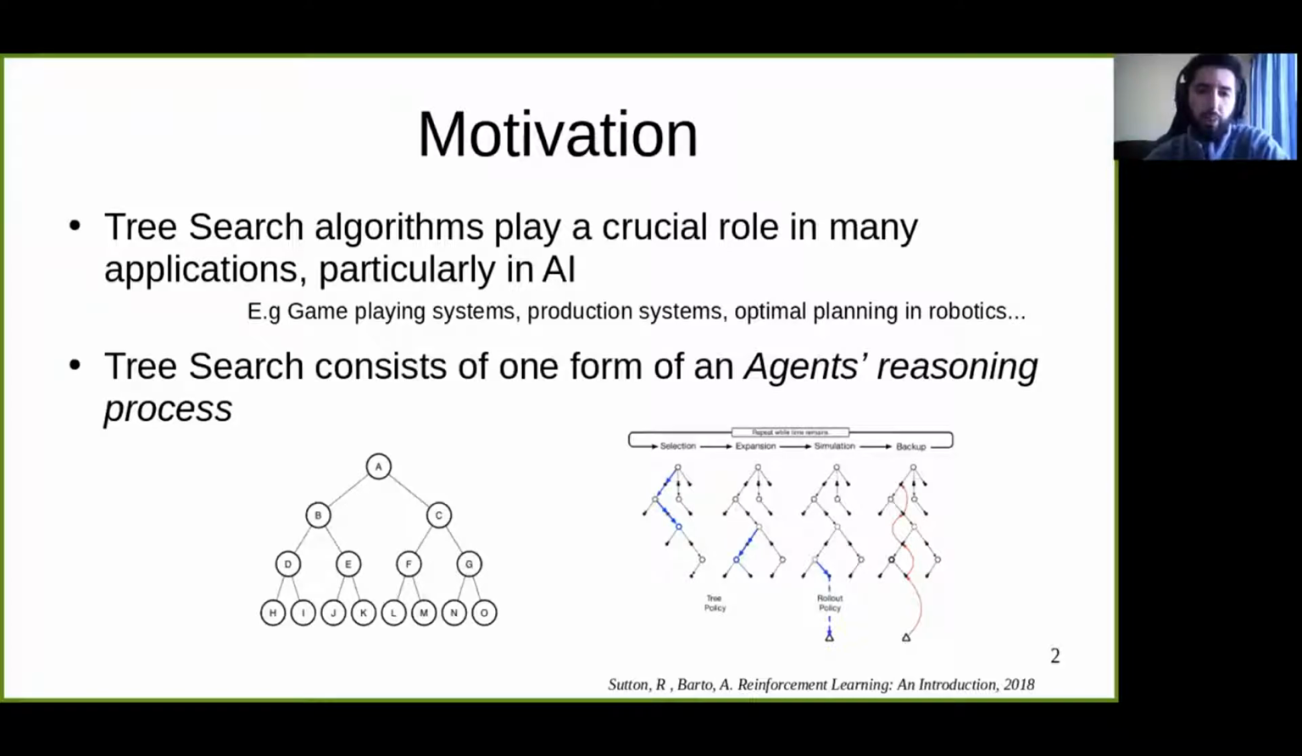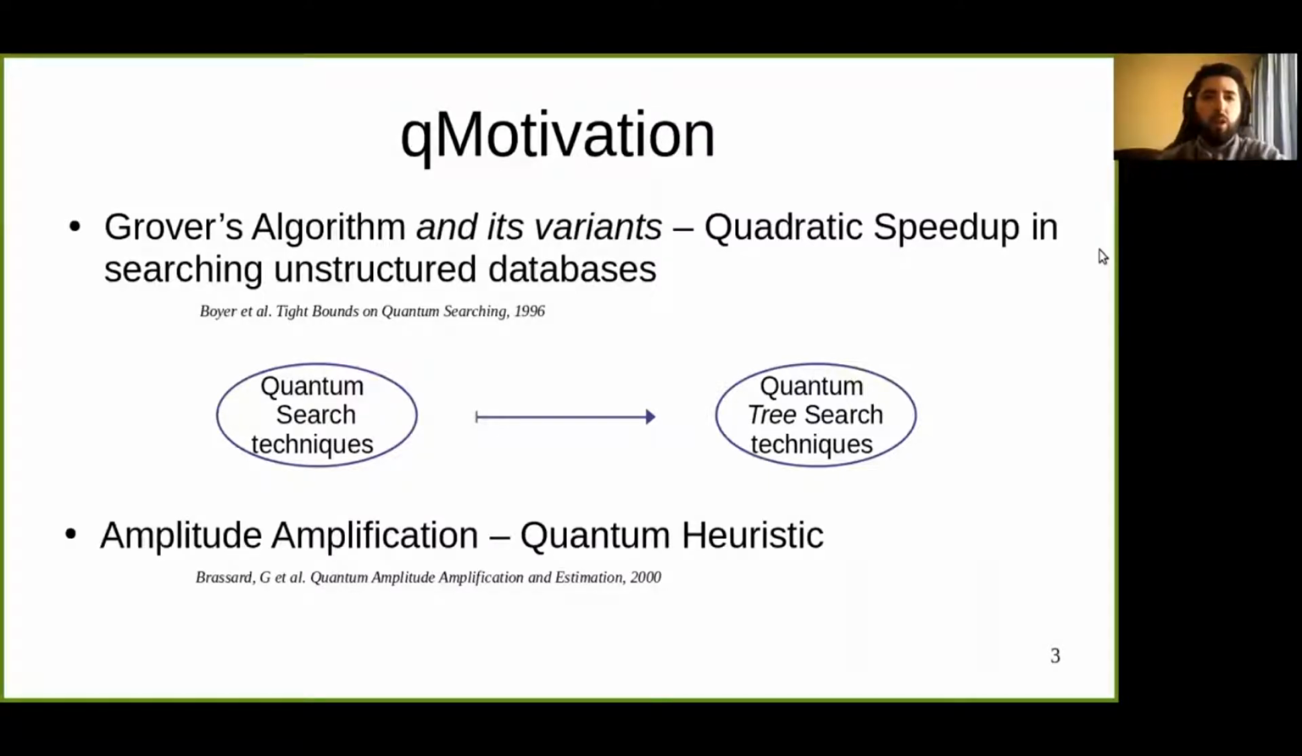Now, at the bottom, you see a simple binary tree search, and at the bottom right, you could see a different tree search algorithm. It is called Monte Carlo tree search algorithm, and it is widely used in reinforcement learning applications. Now, what about the quantum motivation?